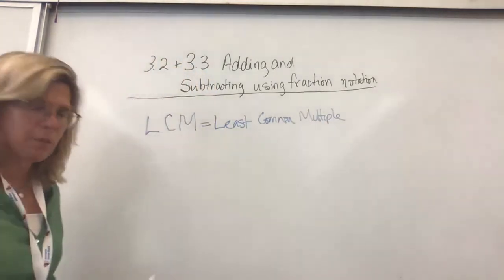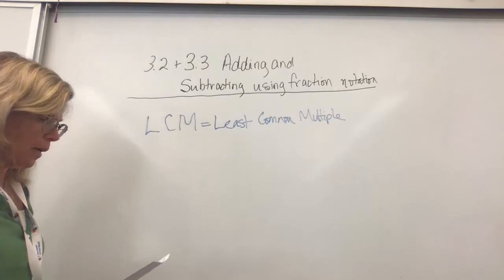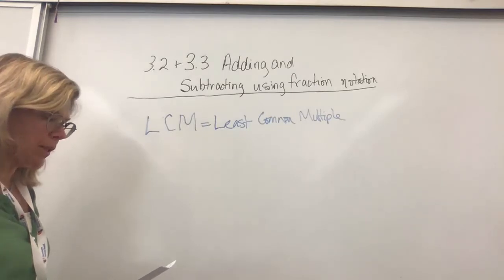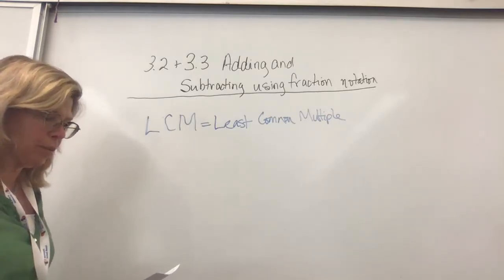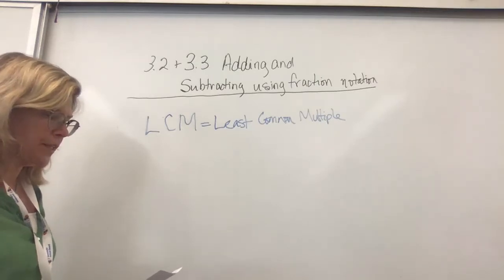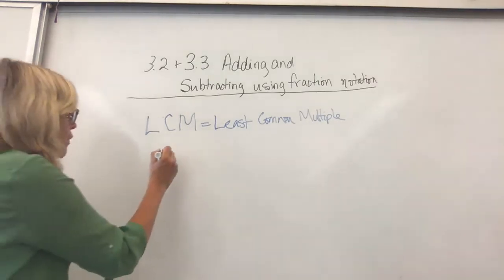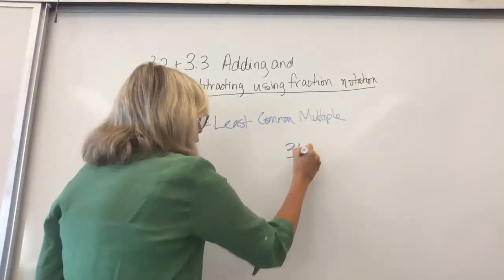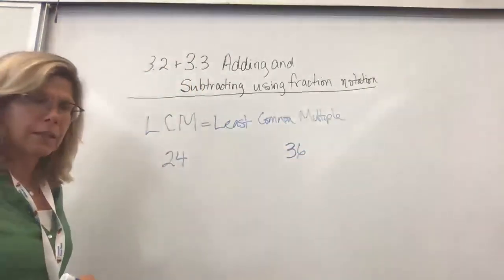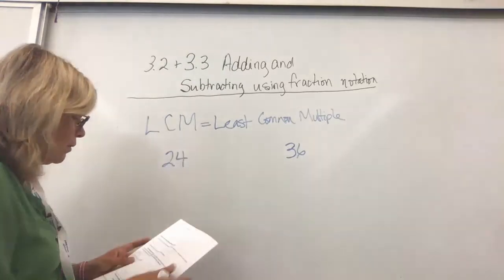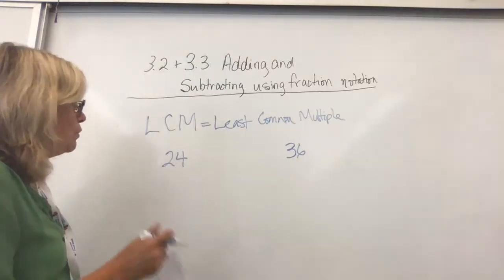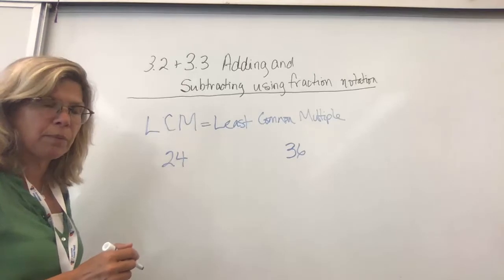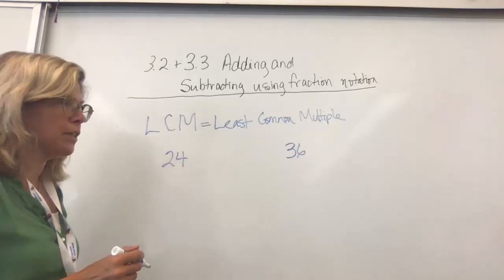Okay, so the least common multiple of two natural numbers is the smallest number that's a multiple of each number. So for instance, if we have the numbers 24 and 36, then the way you can figure out the least common multiple of these two numbers is to use prime factorization. Do you all remember what prime factorization is?